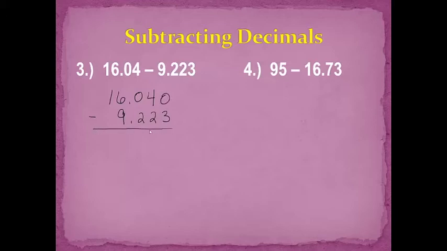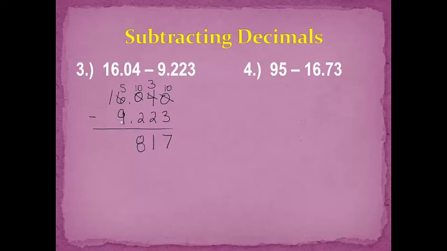And now I'm going to go ahead and subtract. 0 minus 3 I cannot do, so I will borrow from the 4 and make it a 3. And now my 0 is a 10. 10 minus 3 is 7. 3 minus 2 is 1. 0 minus 2 I cannot do, so I will borrow from the 6 and make that a 5. And now my 0 is a 10. So 10 minus 2 is 8.